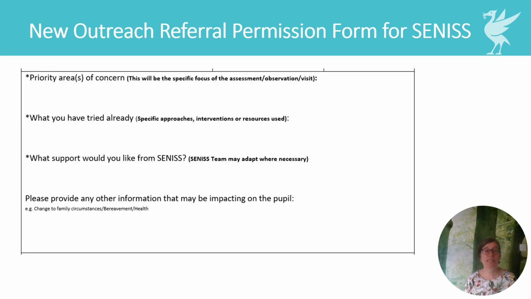So this area can be the trickiest to fill in, but gives us really essential information. When it asks for the priority areas of concern, please do prioritise these, and please just don't give us a list of what the pupil can't do. Start thinking about what you'd like the focus of our visit to be. To answer the question about what you've already tried, please think about what's currently in place and is happening regularly every day. What will we see in place when we come in to visit? We may adapt the support that you ask for from SENISS, but please put down what you'd like it to look like. And remember that our role is to help move the pupil forward, not to be a gatekeeper for other services.